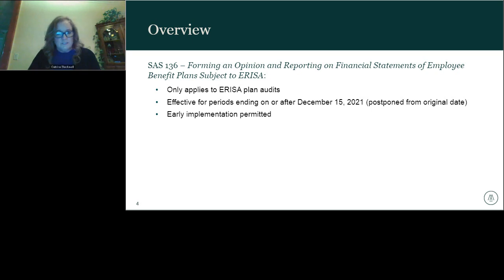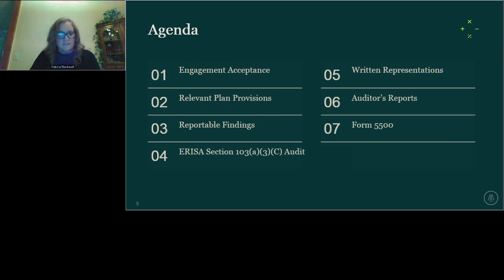So the new audit standard adds new performance requirements for benefit plan audits. It only applies to those plans subject to ERISA, and it also changes the form and content of the audit reports. It's effective for periods ending on or after December 15th, 2021. It was originally set to be effective in 2020, but it was postponed a year. So we're now into that effective date. So basically, SAS 136 includes new requirements in all phases of our benefit plan audits, including all of these areas listed here, which we will cover in this hour.